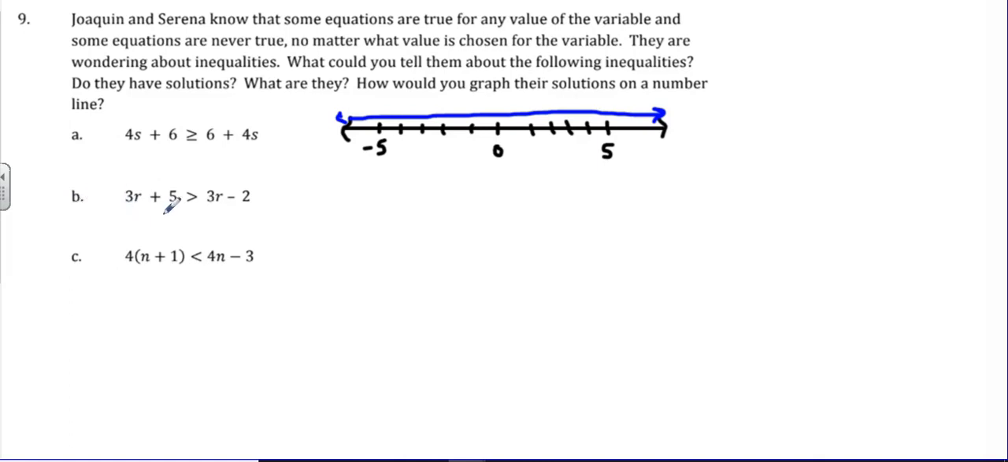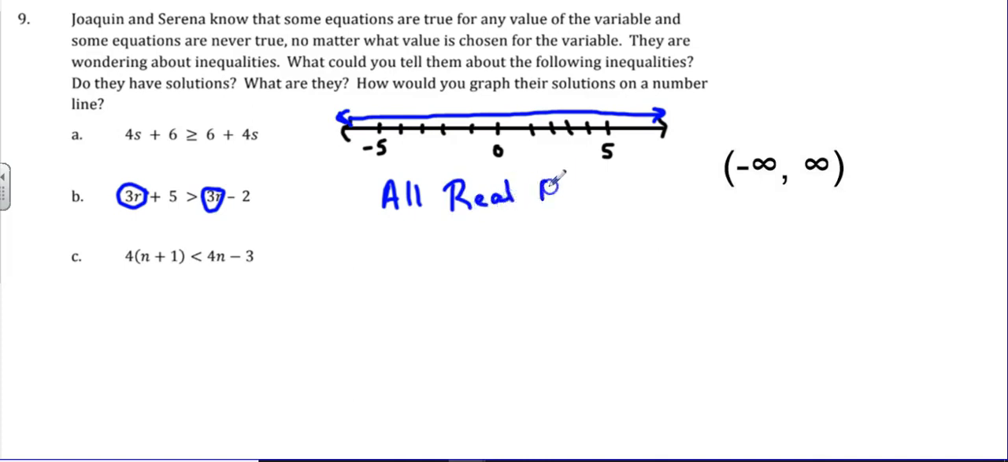For B, it says 3r plus 5 is greater than 3r minus 2. This is always true because if you have a value, 3r, and then here's the same 3r, and you add 5 to it, and you subtract 2 from it, the one where you added 5 will always be more than the one where you subtracted 2. So since this is always true, then your number line would look just the same as it did for A, and the solution would be all real numbers. So I'll write that down also. So the solutions for A and B would be all real numbers.